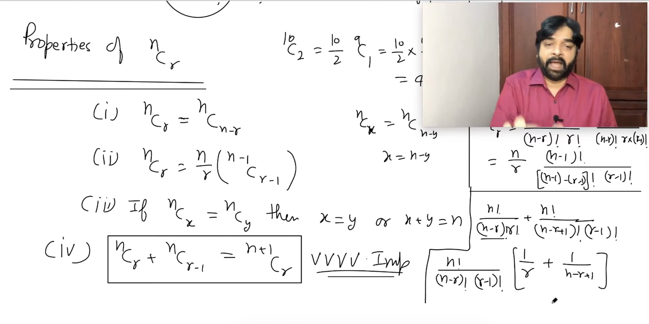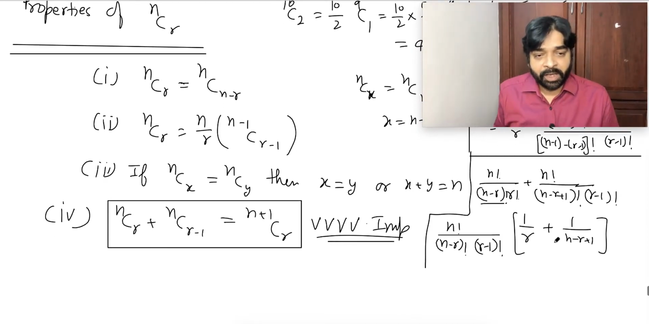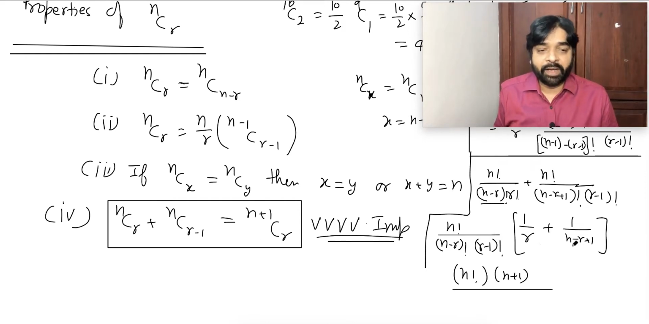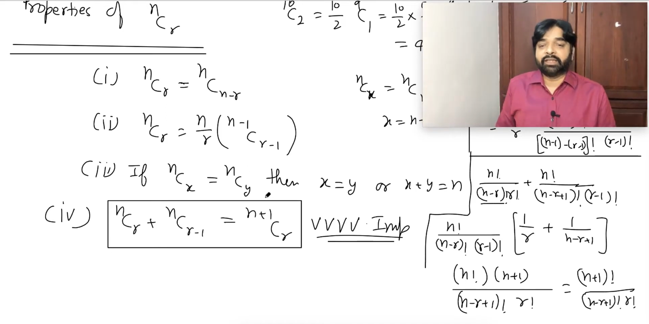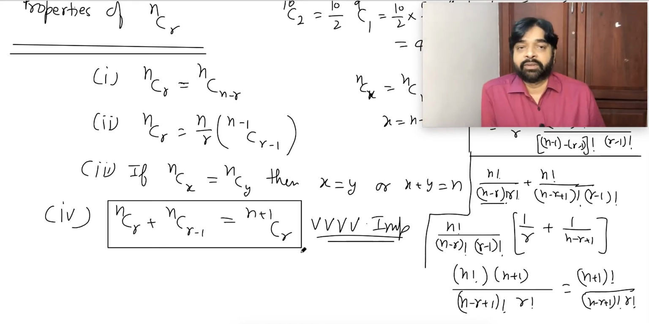This left. And if you try to take LCM, the numerator n minus r plus 1 plus r, so n plus 1. So we'll get n factorial into n plus 1 divided by r into n minus r plus 1. So r will multiply with this, that will become r factorial. And n minus r plus 1 will multiply with this, that will become what? n minus r plus 1 factorial. This is nothing but n plus 1 factorial divided by n minus r plus 1 factorial into r factorial. And this is nothing but n plus 1 CR. That's why it used to come.